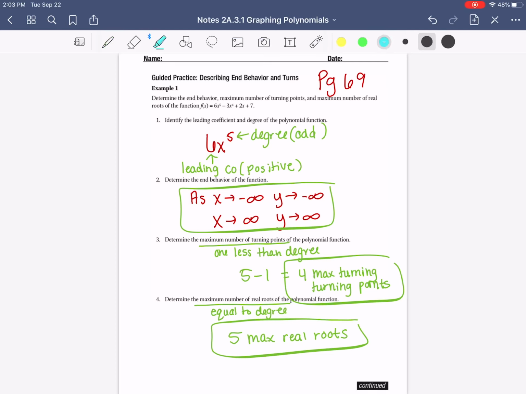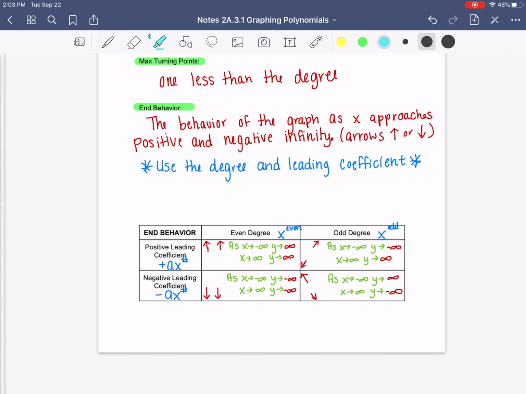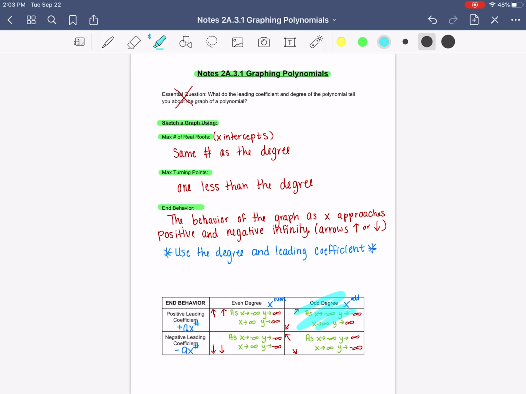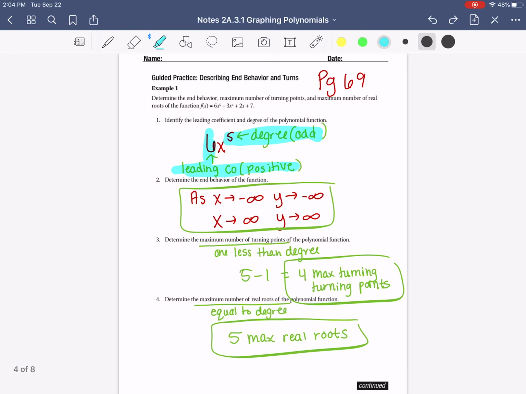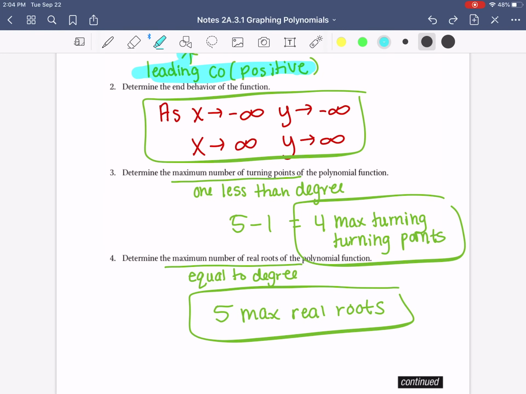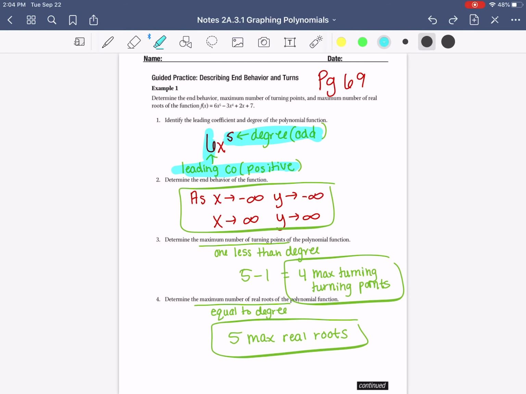So to tell end behavior again, you look at the degree, you care if it's even or odd. You look at the leading coefficient, you care if it's positive or negative. Then you use your little chart that we put down into our notes. It was an odd degree, positive leading coefficient, so that's the end behavior that we used. And then the maximum number of turning points and the maximum number of real roots. Real roots is equal to the degree. Maximum number of turning points is 1 less than that.